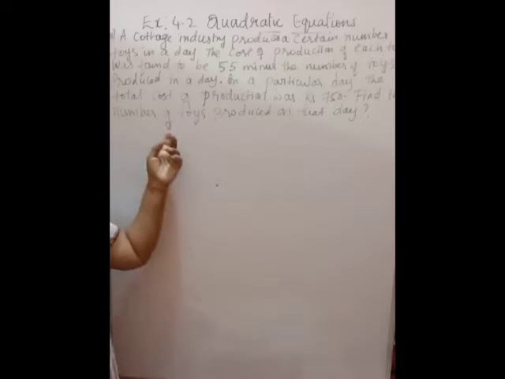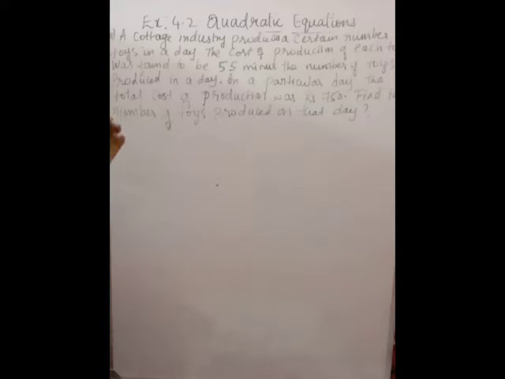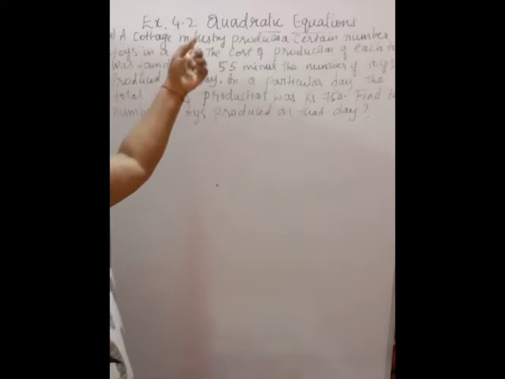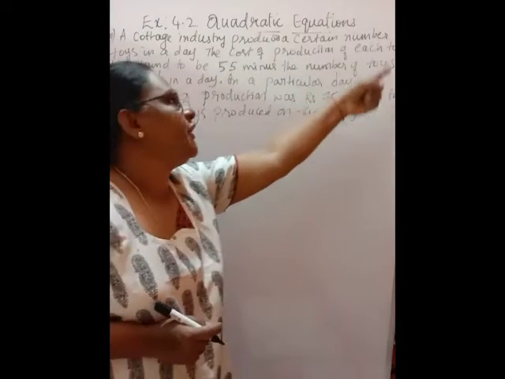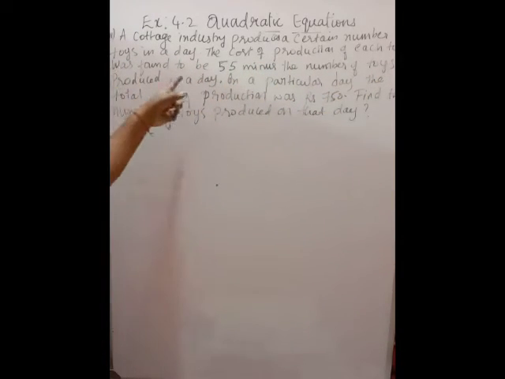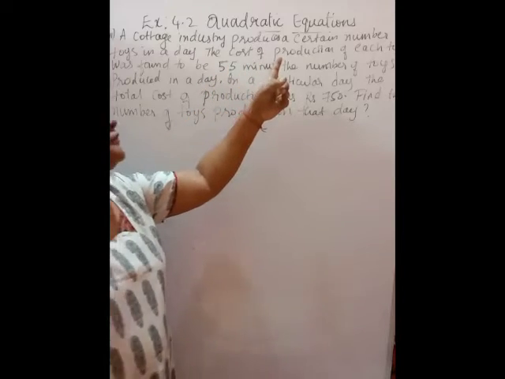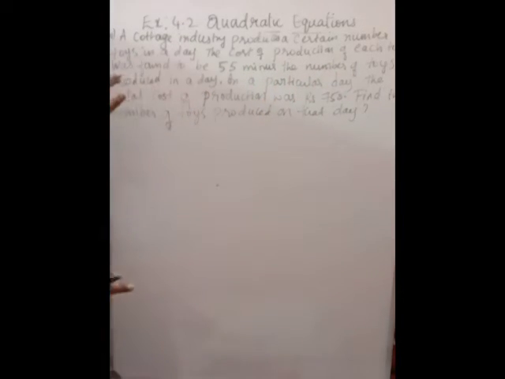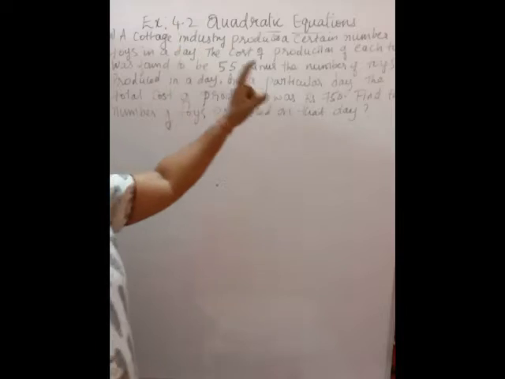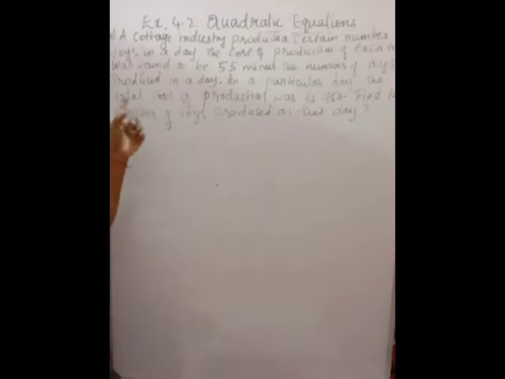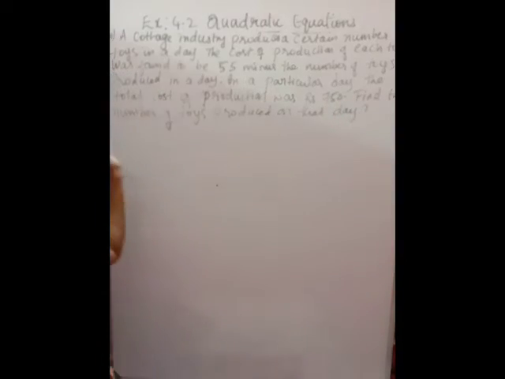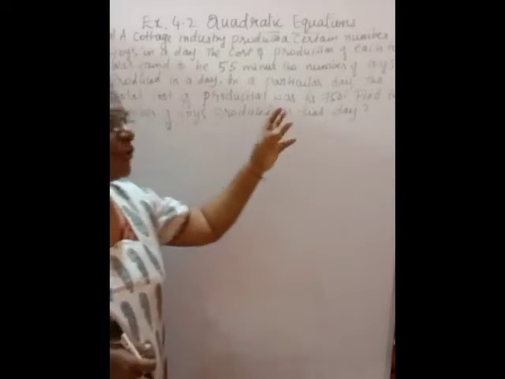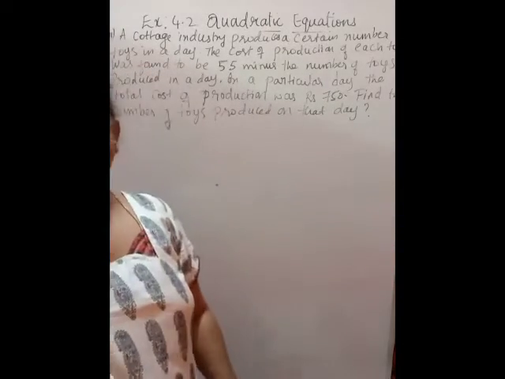See, in this second problem, they have given: a cottage industry produces a certain number of toys in a day. The cost of production of each toy was found to be 55 minus the number of toys produced in a day. On a particular day, the total cost of production was rupees 750. So you have to find how many toys were produced on that particular day.